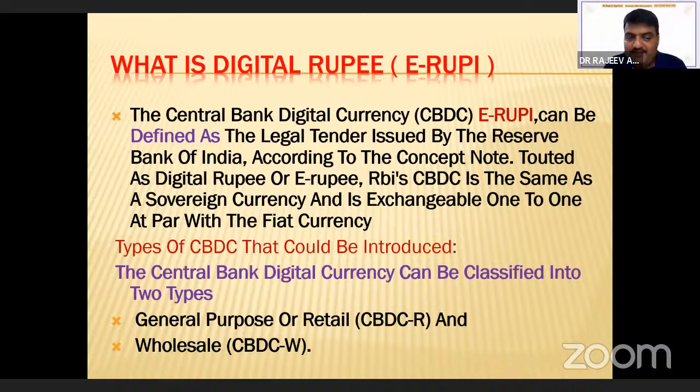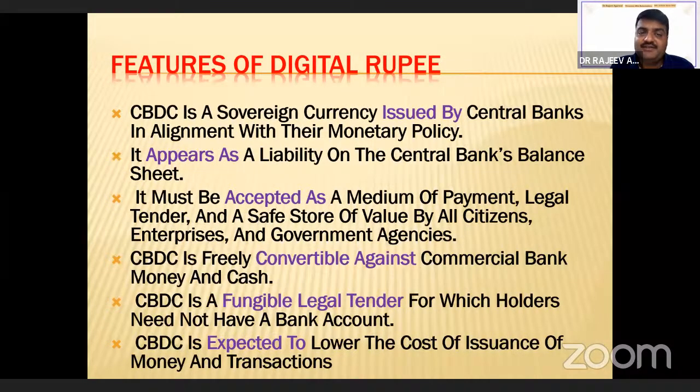So what are the two types of e-rupees? That is retail for general purpose, and wholesale. Now, CBDC is a sovereign currency issued by central banks. It appears as a liability in the central bank's books because they have issued it, and once the person who has it encashes it, the bank has to transfer that amount to that person's account. Suppose I take, say, 1,000 rupees as e-rupee from a bank. So the bank has issued it to me. Now tomorrow, if I spend it and give it to someone, the bank has to transfer that money to the person whom I am paying.